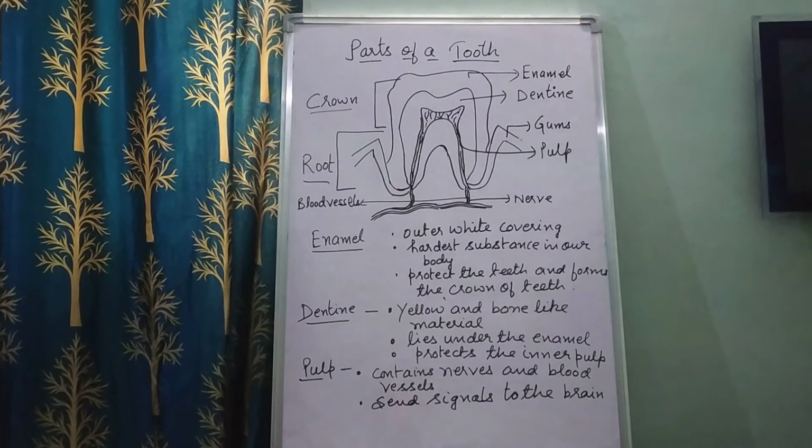The crown is the part that we can see, whereas a root is the part inside the gums that we cannot see. Gums hold the teeth in their places. The white part on the outside of a tooth is called the enamel, and it is the hardest substance in the human body. Below the enamel lies the hard dentine, and inside the dentine lies the pulp. The pulp is very soft and full of nerves and blood vessels.